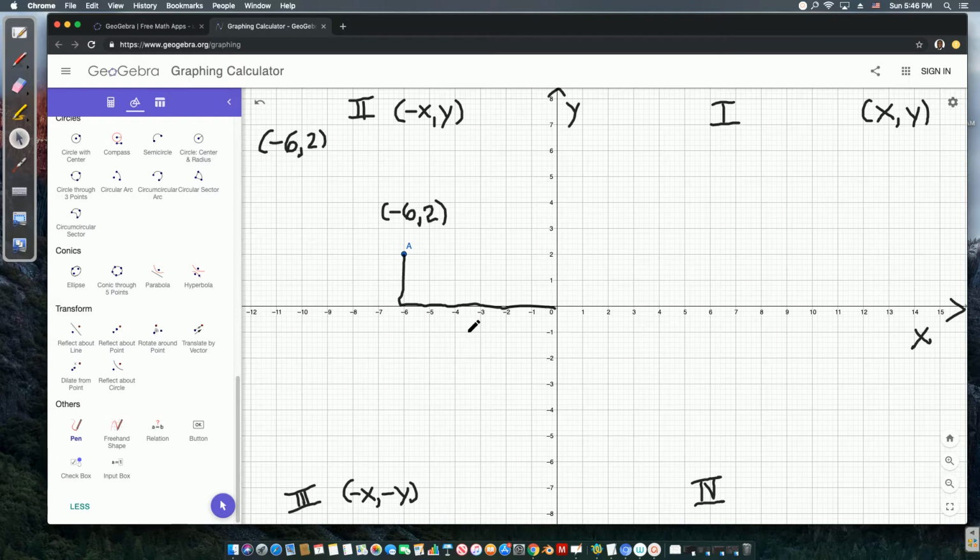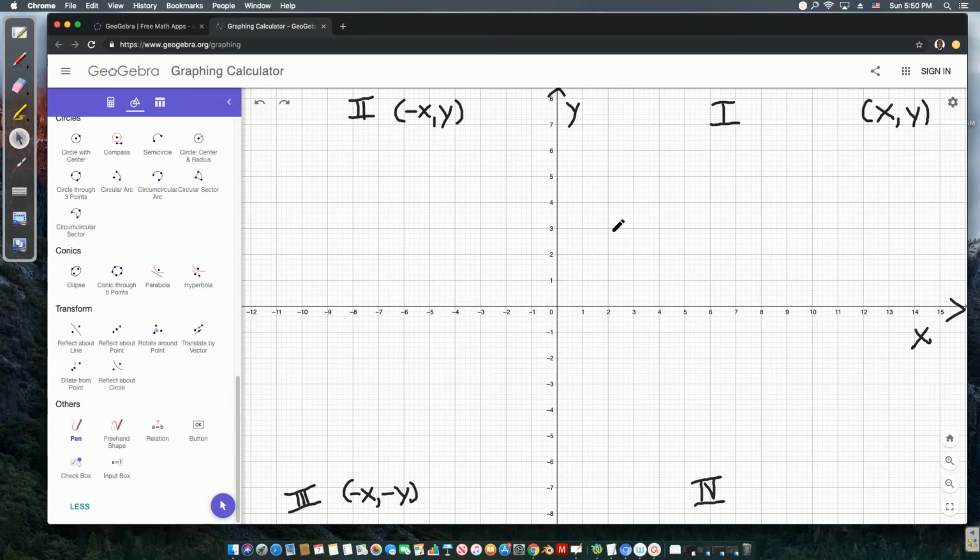Why? Because from the origin, we have a distance of 6 going along the x-axis in the left direction. Even though it shows -6, the negative represents the direction. But the magnitude from the origin to the point is a distance of 6. For the y value, we also showed that we have a distance from the x-axis to the point of 2. And this is what we wanted to show.